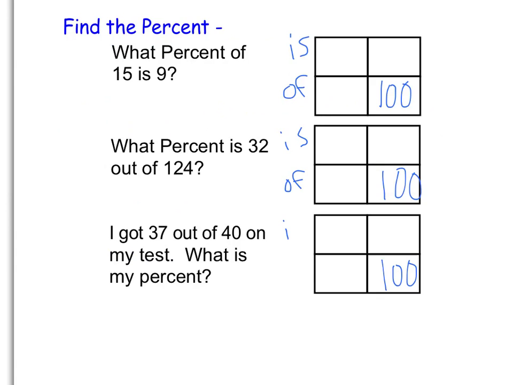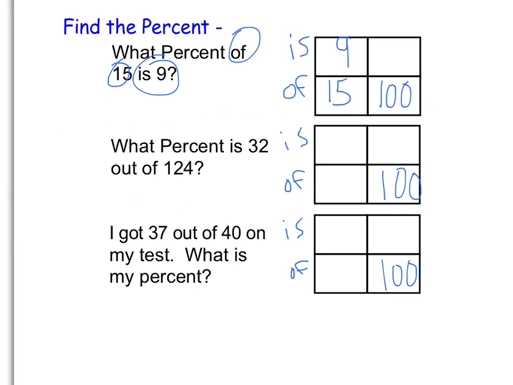associated with these two boxes. In other words, the part goes on the top, the whole goes on the bottom. What percent of 15 is 9? So of 15, I would write that on the bottom because that's telling me it is the whole thing. Is 9 is the clue in words that would go on the top.